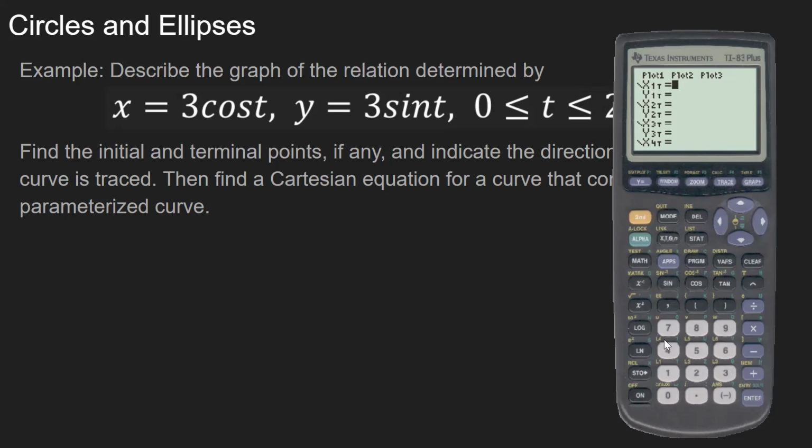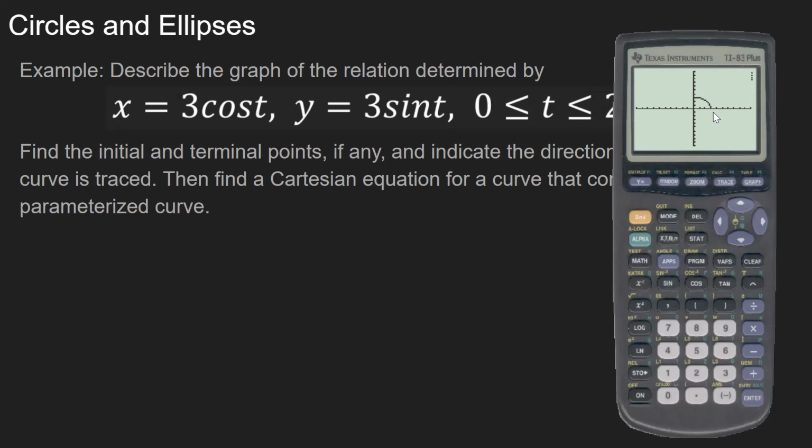All right, so the x is 3 cosine t. Not alpha, t, okay? And again, make sure you're in radian mode here, 3 sine t for your angle measure. For the window, we're going to go from 0, and it's already set up at 2 pi. Whenever you do zoom 6, that's the standard viewing window for parametric equations. Now I'm going to hit graph.